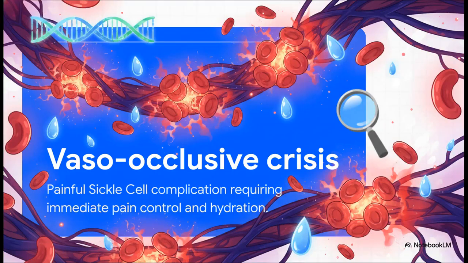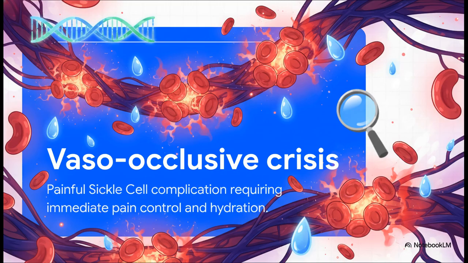Next up is an anemia with a completely different mechanism altogether: sickle cell anemia. This is an inherited disorder, and the absolute priority complication you must recognize is a vaso-occlusive crisis. This is an incredibly painful complication where sickled red blood cells essentially block blood flow to the tissues. When you see this on an exam or in practice, your immediate nursing interventions are twofold.